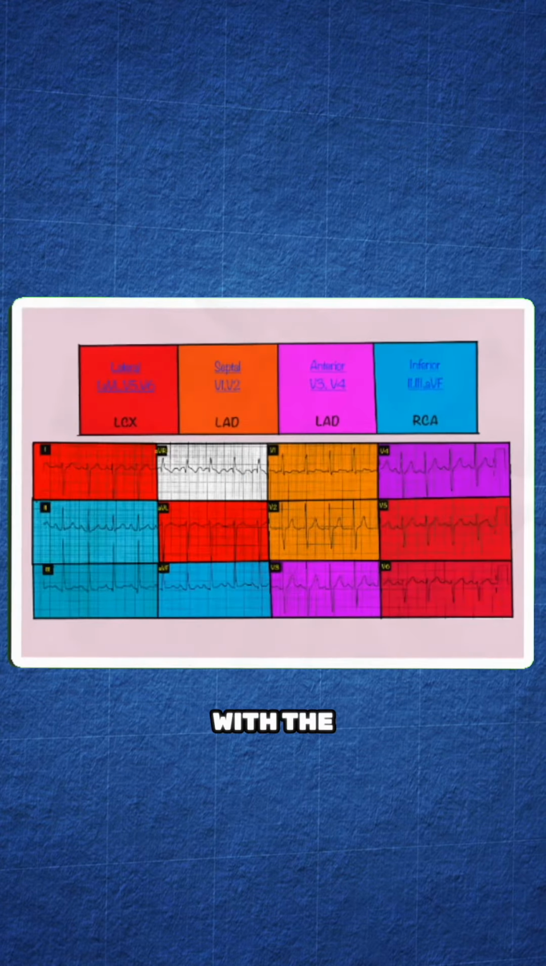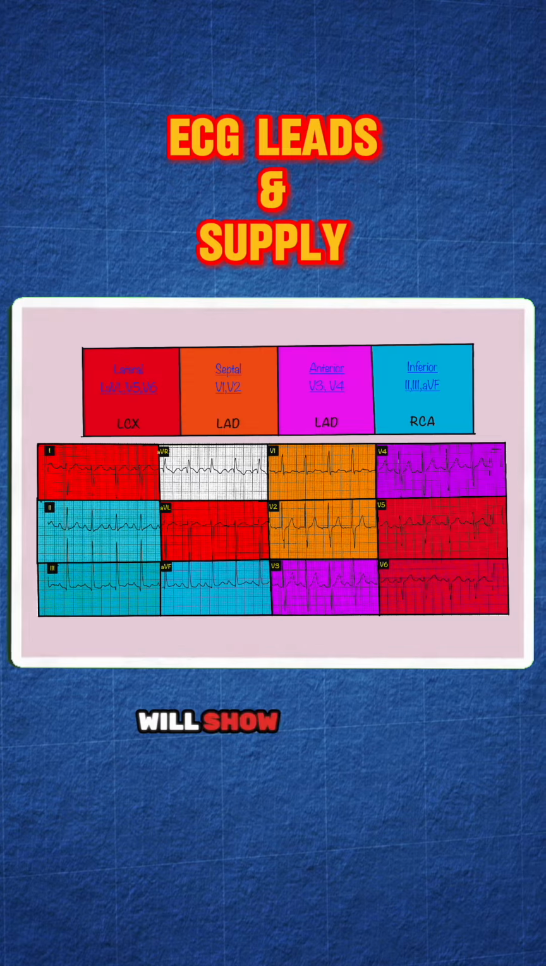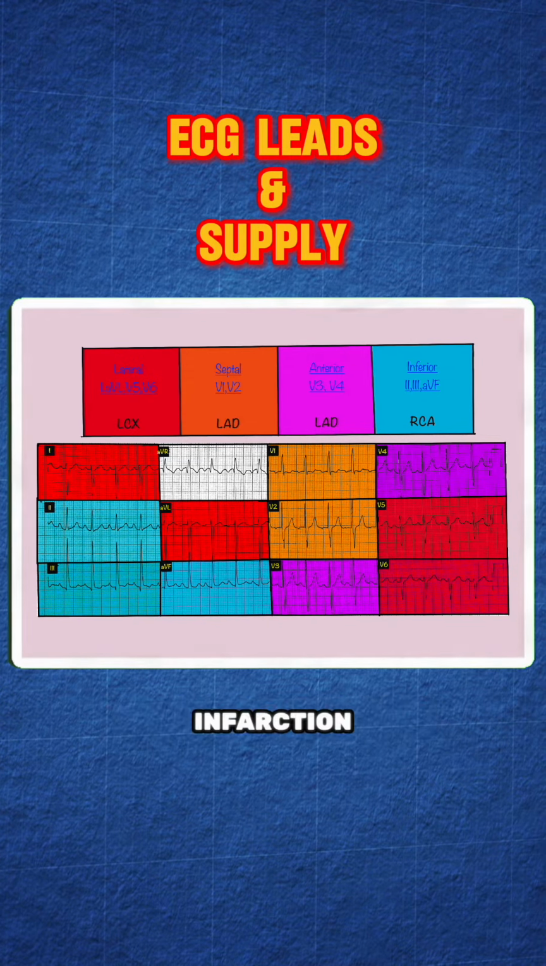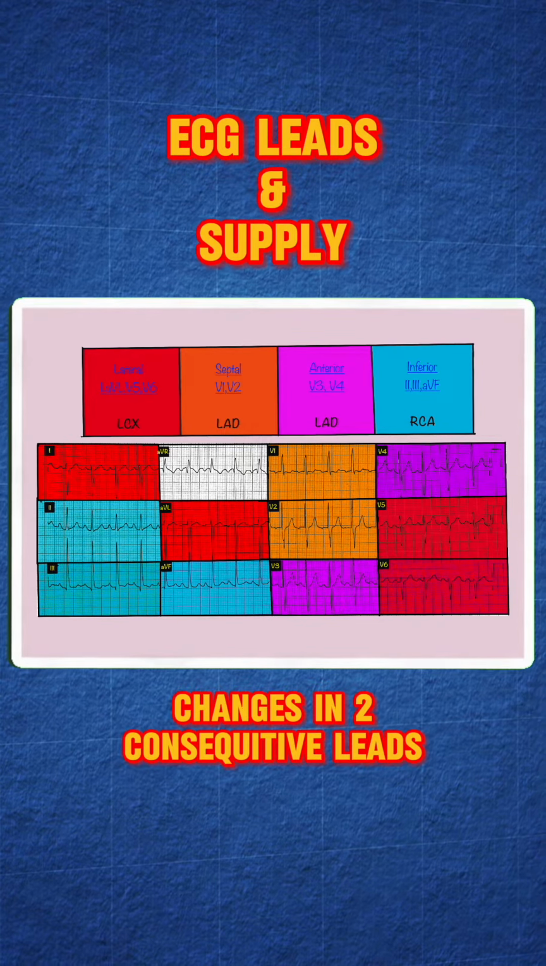And they correspond with the ECG leads shown here. So any block in these arteries will show changes in the corresponding leads. And to diagnose ST elevation myocardial infarction, we need changes in at least two consecutive leads corresponding to the artery.